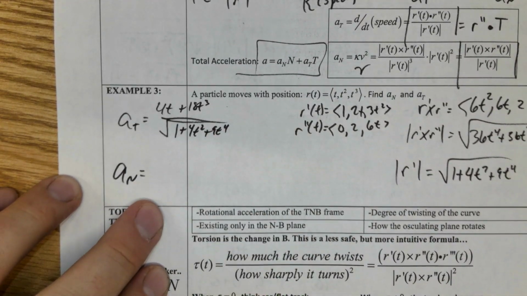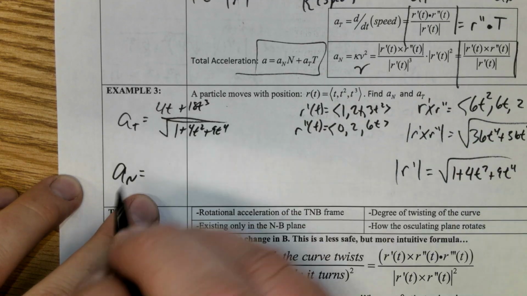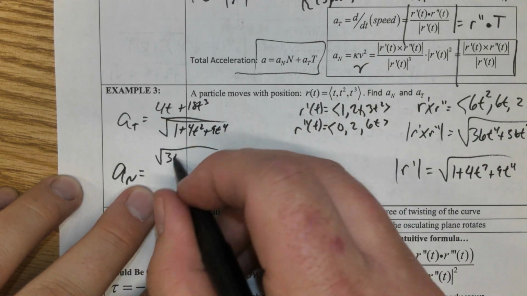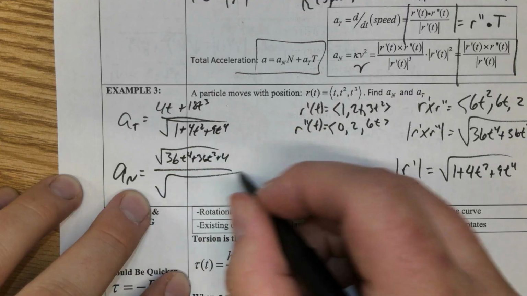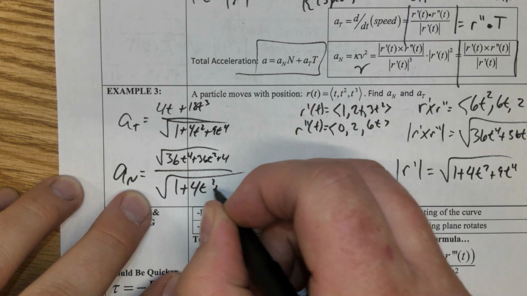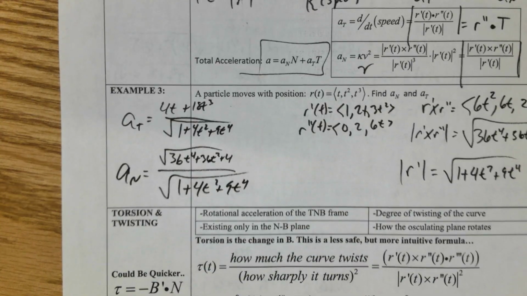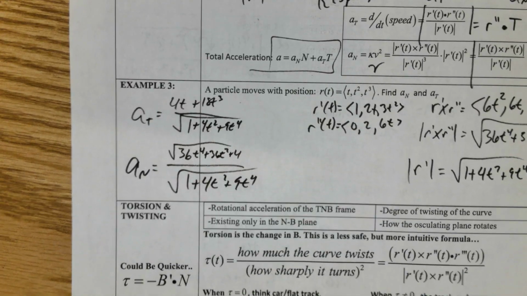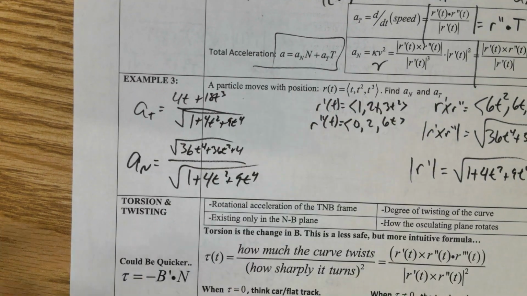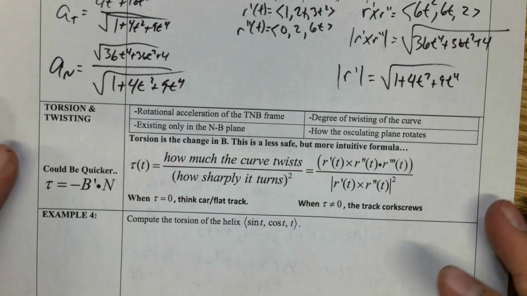A_N is going to be this. How ugly. Over that same other denominator. It's not nice, it's not glamorous, but it's real. And if I plugged in any t value over the domain of this thing, I would get the acceleration. If I dotted them and added them, I'd end up with a total acceleration, but we're a little less worried about that.